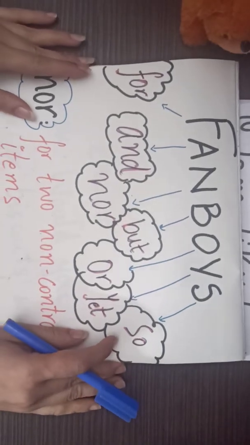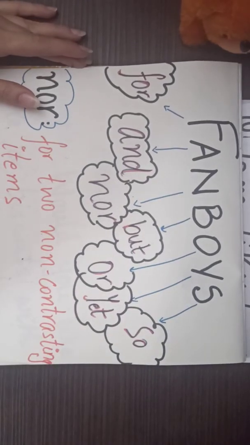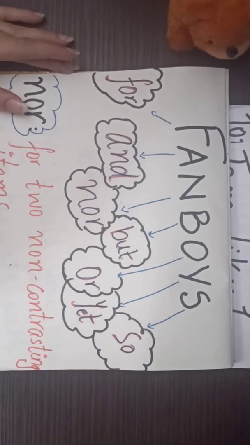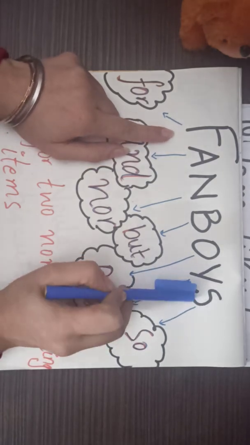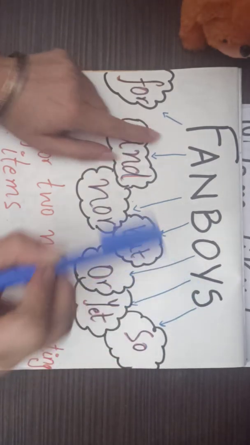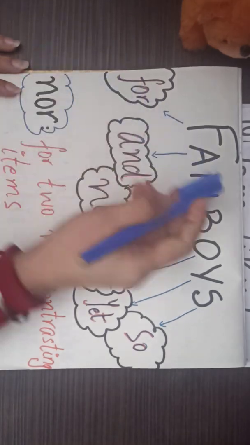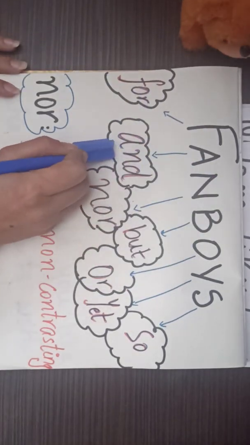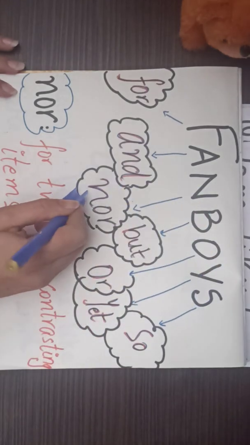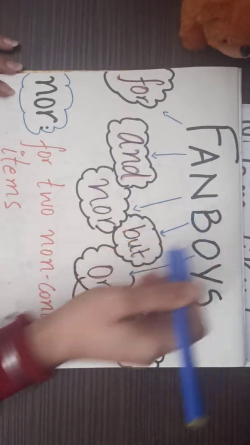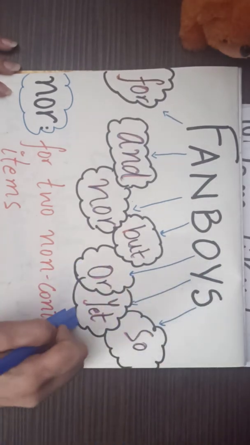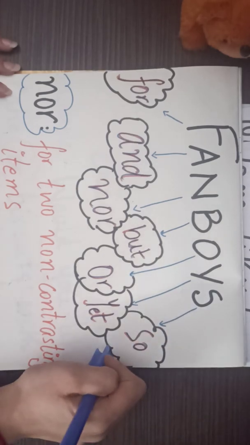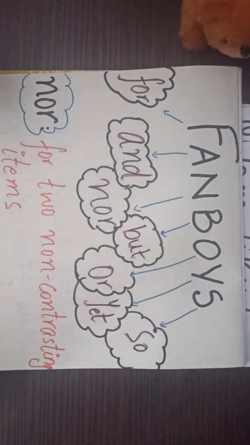It's known as Fanboys. What is this known as? Fanboys. And if we closely look at each and every letter of Fanboys, we'll find that each letter has a meaning. For example, F for, A and, N nor, B but, O or, Y yet, S so. So each and every letter of Fanboys in itself has a meaning.